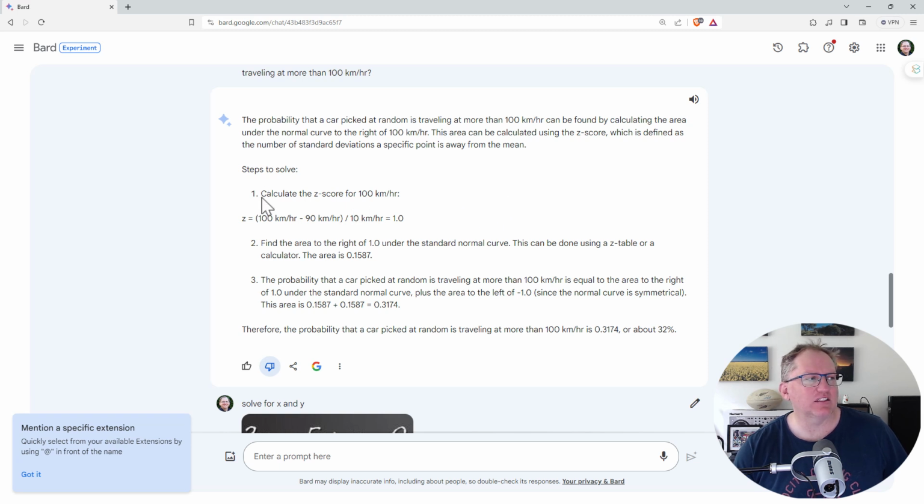And so it starts off, well, calculates the z-score, 100 minus 90 over the standard deviation gives us 1. That's correct. Find the area to the right of 1. Well, that's what we want to do, because the area to the right of 1 with that z-score is going to be the same as the area to the right of 100 kilometers per hour, so more than 100 kilometers. Looks up on the z-table, gives us the correct figure. It should have stopped there.